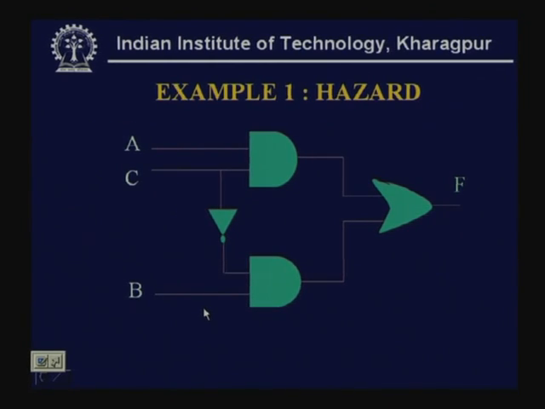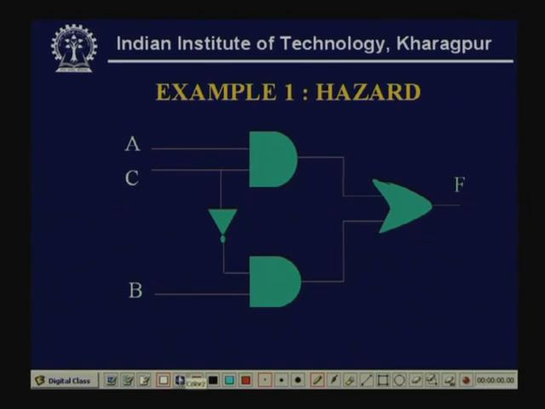Now if we draw the logic circuit, see this is a 2 input AND gate whose inputs are A and C, and B and C dash. So C dash I am taking as if the input is coming from C, and by introducing an inverter in between. So this input is actually C, this is C bar. So this is my C bar, and this is an OR gate, that means this is my F equal to AC plus BC bar.